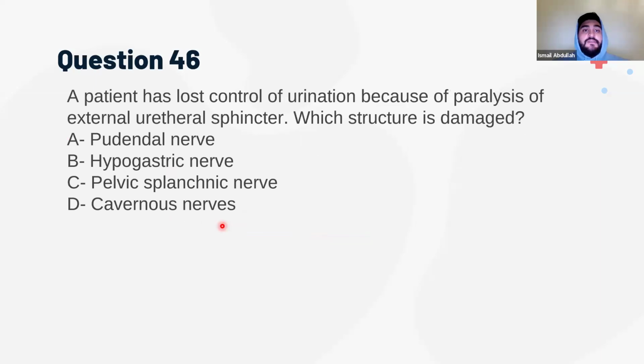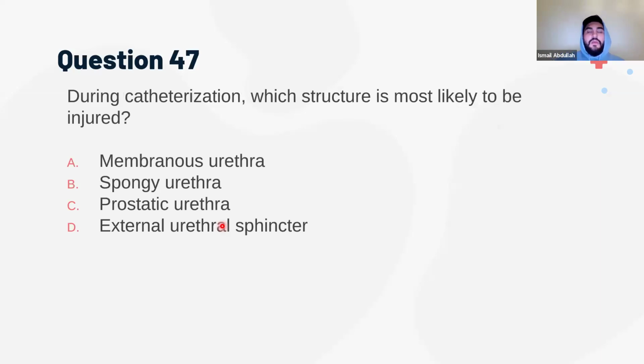Okay, a patient has lost control of urination because of paralysis of the external urethral sphincter. Which nerve is responsible for the external urethral sphincter? Yes, it's going to be A, the pudendal nerve. Correct. Okay, so during catheterization, which structure is most likely to be injured?